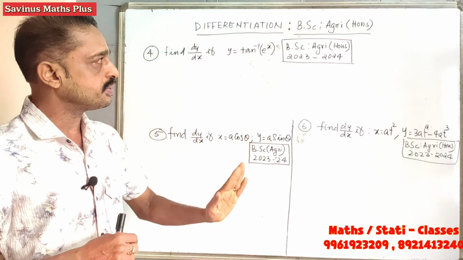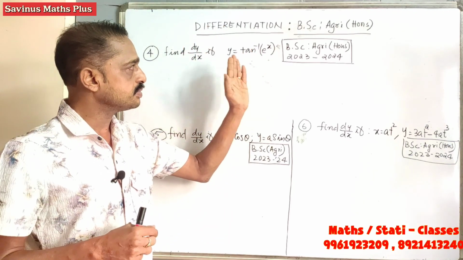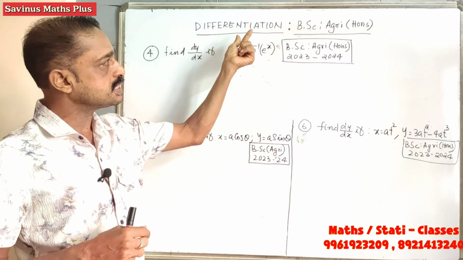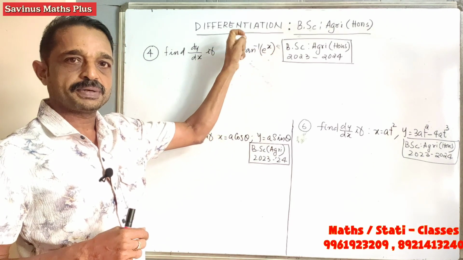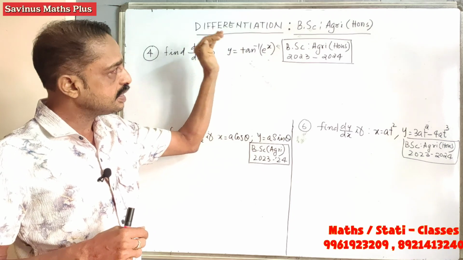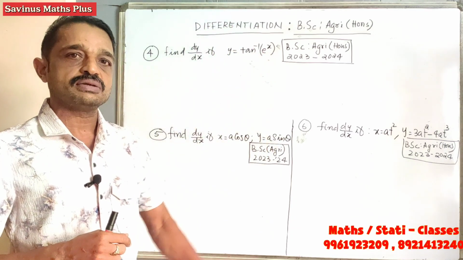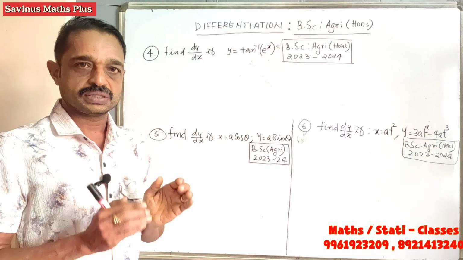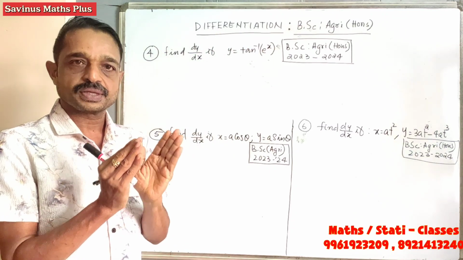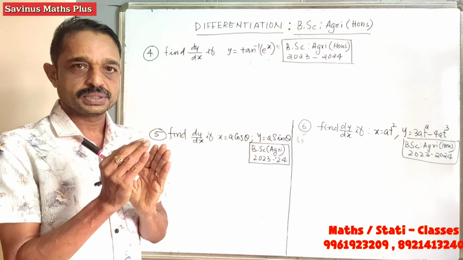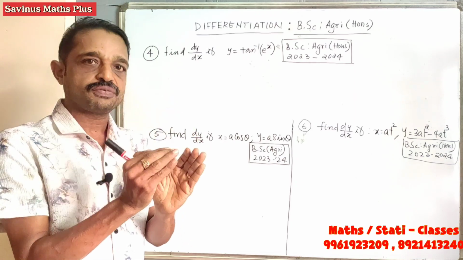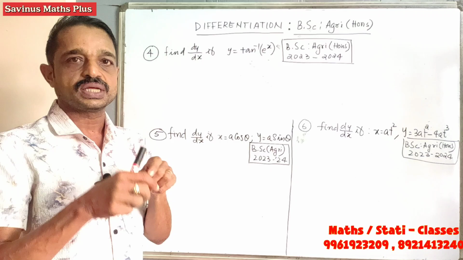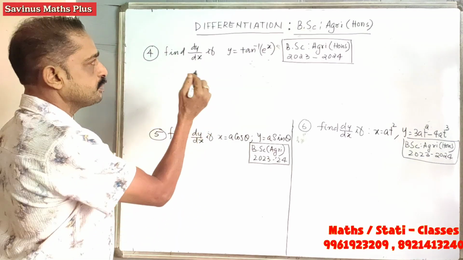So how will you differentiate a function of a function? We have seen: first differentiate the outer function with respect to the inner function, keeping the inner function as it is. Then it is multiplied with the derivative of the inner function. So what is the derivative of tan inverse of some function? Derivative of tan inverse x is 1 by 1 plus x square. So the derivative of tan inverse of any function is 1 by 1 plus square of that function into derivative of that function. So what will be dy by dx?